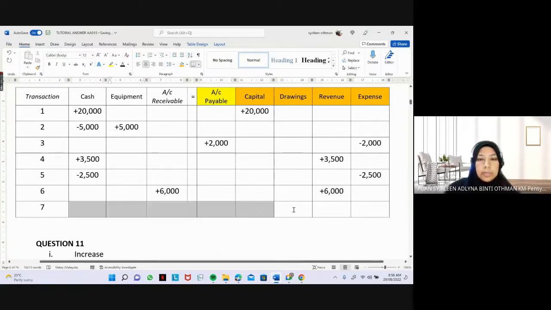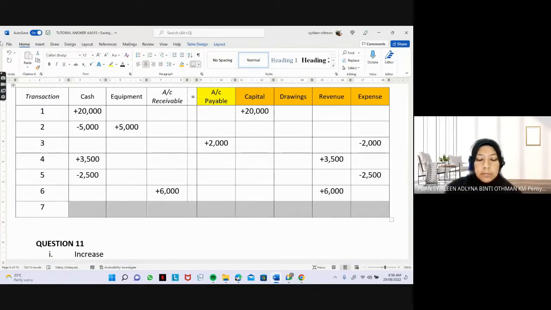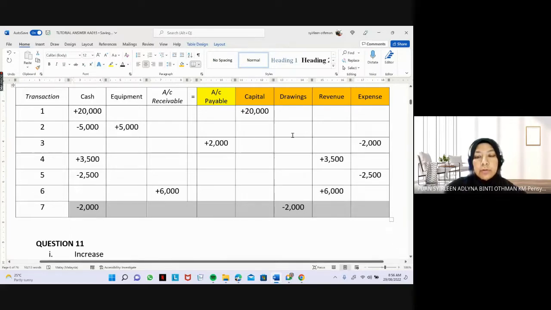Okay, and then number 7. All right, due to urgent needs, Ashraf withdraws 2,000 ringgit cash from Forever Excellent. Okay, so that is actually drawings. So kita akan minus 2,000 di cash and kita also akan minus 2,000 di drawings. Or if you don't have the drawings column, you only have the capitals or owner's equity, that 2,000 will be deducted from your capital column as well.